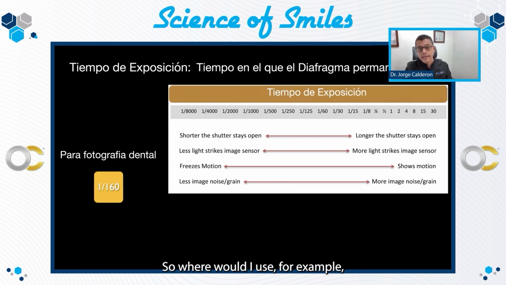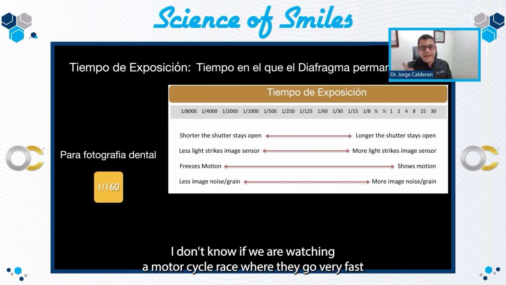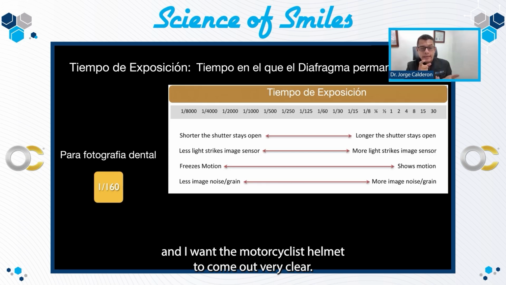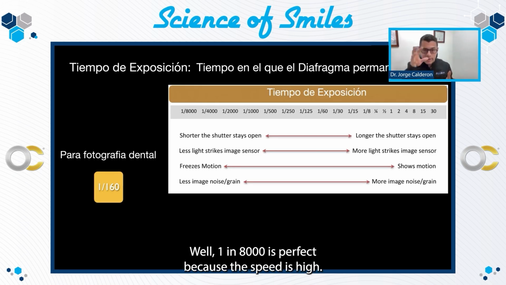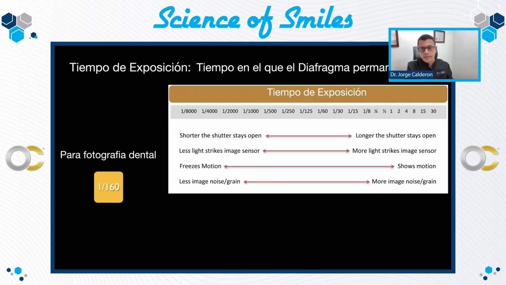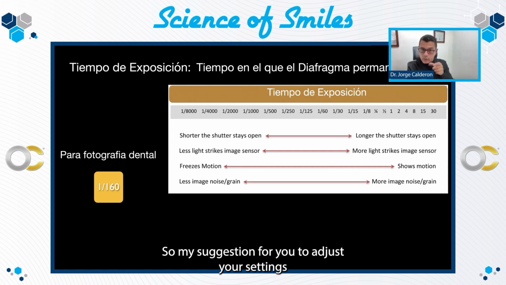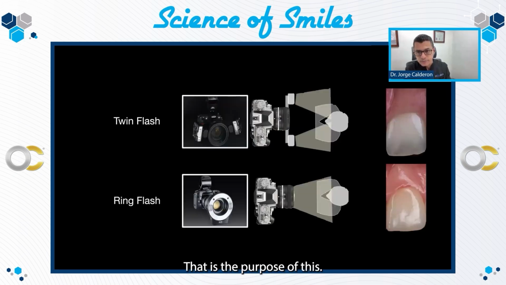So where would I use, for example, an exposure time of 1 in 8,000? I don't know. If we are watching a motorcycle race where they go very fast and I want the motorcyclist's helmet to come out very clear, well, 1 in 8,000 is perfect because the speed is high. In the same way, if I don't want to capture so much speed, but a bit more detail, I can use a lower value. So, my suggestion for you to adjust your settings is 1 in 160. That is the purpose of this.